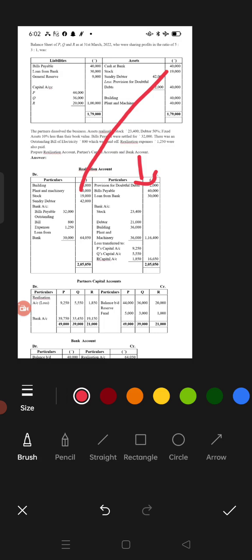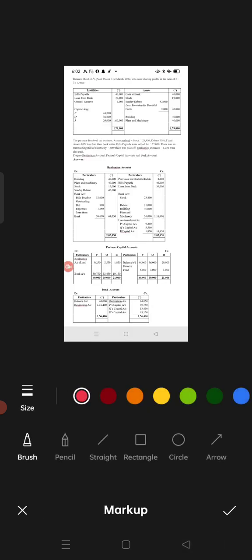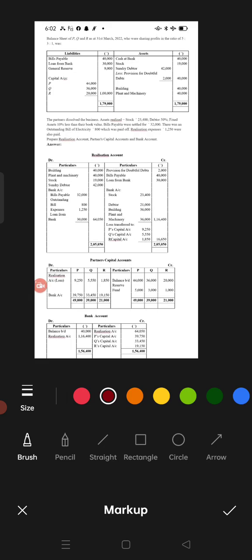So stock, you're going to record it here. Debtors will be recorded here. Then building, 40,000, you're going to record here. Then plant and machinery, you're going to record in the debit side. Whereas in the credit side, you're going to take bills payable and loan from bank. That is also a liability, so you're going to record it here. General reserve you're not going to take, because it will be taken in the partner's capital account, and capitals also will be prepared in the PC account.